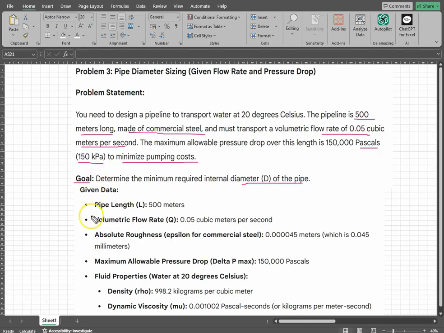So here is the given data. Pipe length is 500 meters, volumetric flow rate Q is 0.05 cubic meters per second, absolute roughness epsilon for commercial steel is 0.000045 meter, which is 0.045 millimeters. Maximum allowable pressure drop delta P max is 150 kilopascals. Fluid properties: water at 20 degrees Celsius, density rho is 998.2 kg per cubic meter, and dynamic viscosity mu is 0.001002 pascal second, or kilogram per meter second.